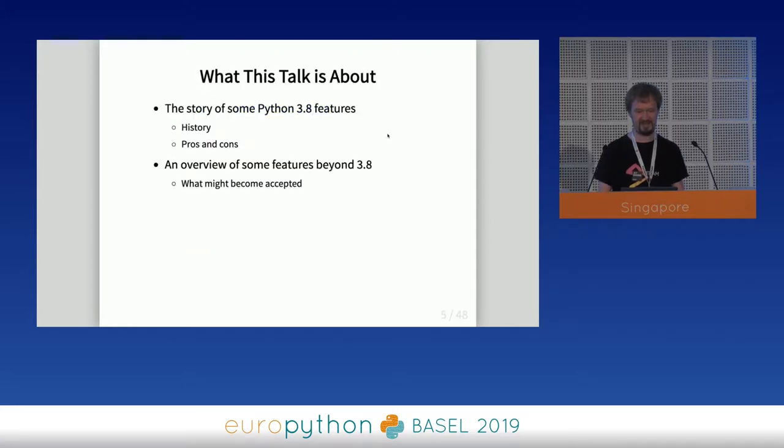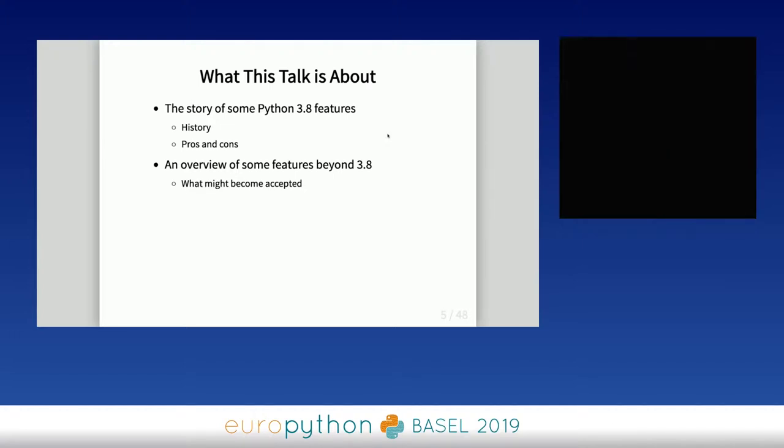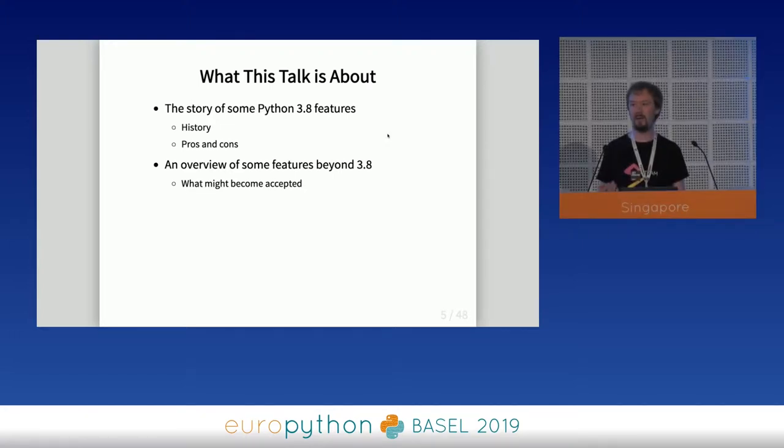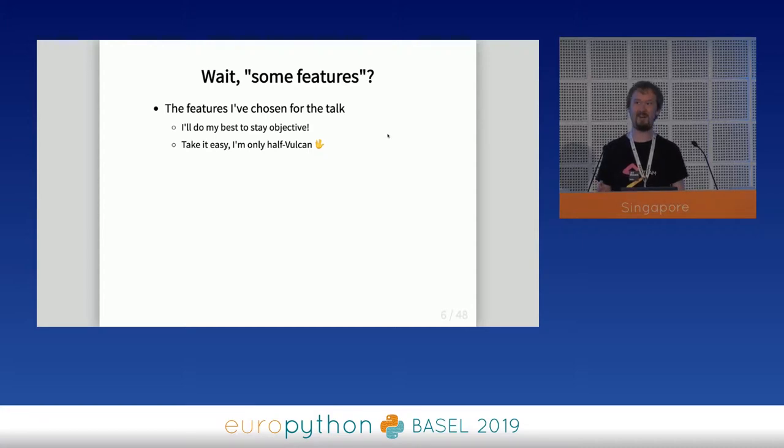What we will be discussing is the story behind some of the features of 3.8. I will tell you their history, how they appeared, and what the pros and cons of the new features of 3.8 are. Also, I will give you a small overview of some features that might come in future versions of Python beyond 3.8. Well, I said some features. Well, yes, some, because there are just too many of them, and I cannot tell you all about every single feature. So I've chosen some features that I like or I don't like for this talk, but I'll do my best to try to stay objective.